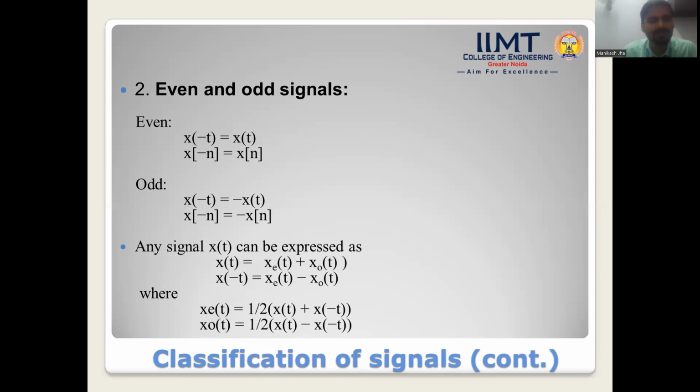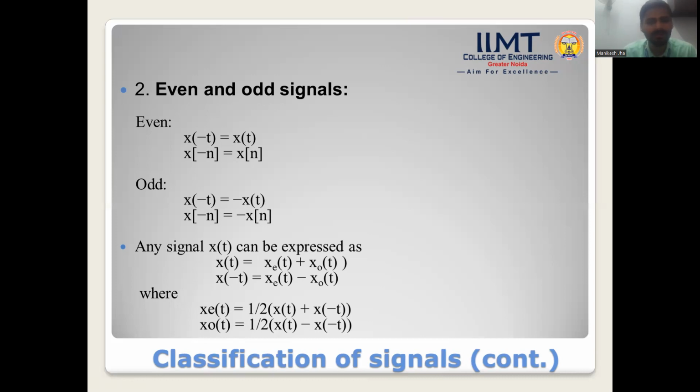The second one is odd signals. Initially we have the signal x of t. Now we reverse it and get x of minus t. If x of minus t equals minus x of t, and x of minus n equals minus x of n, then we can say it is an odd signal. So these are the conditions for even and odd signals.